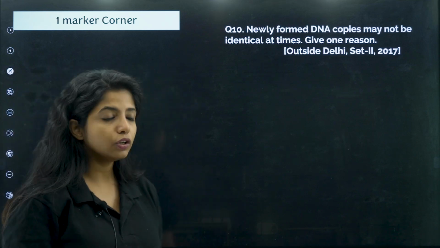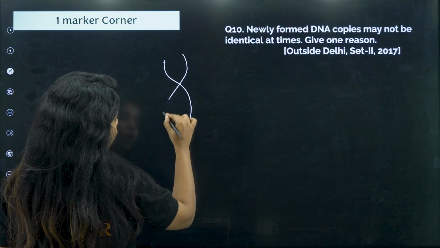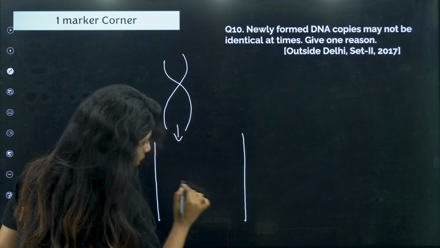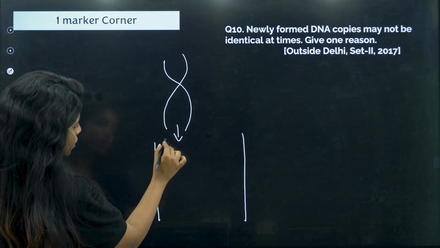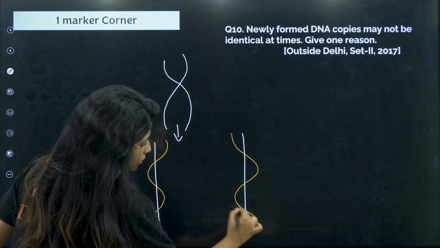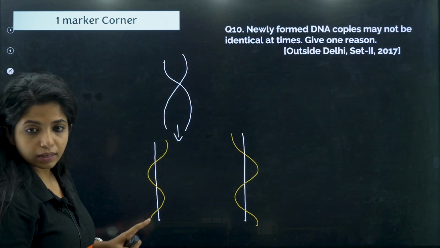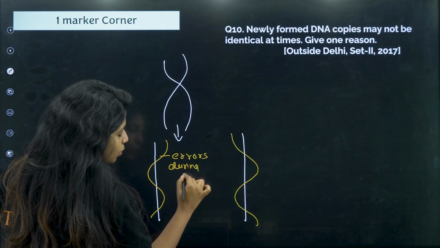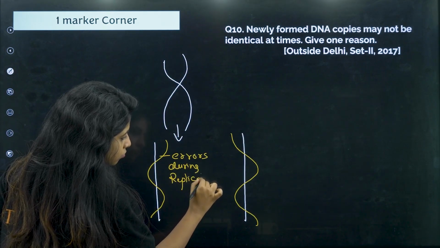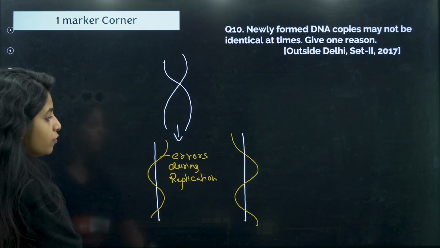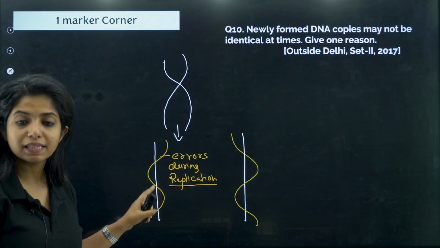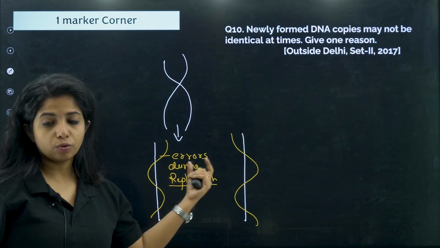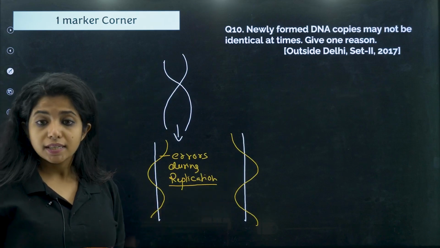Give one reason. When DNA gets copied, it has to uncoil itself and form 2 DNA strands like this, and then a new DNA strand is formed over here. This is how the copies are made. When this copy is being made, there could be certain errors during replication, which is why the DNA copies are not exactly similar. Over here there might be errors, over here there might not be errors, which is why the copies are not similar to each other.